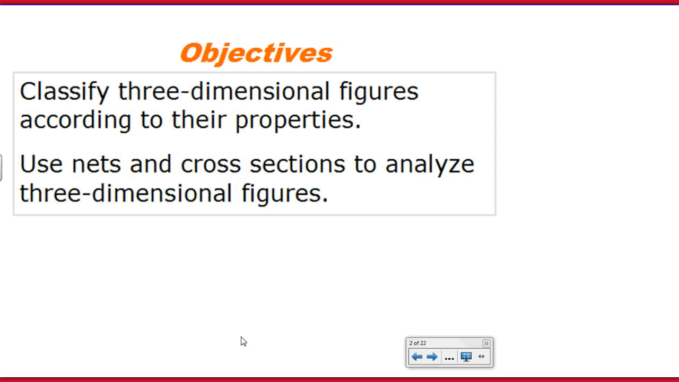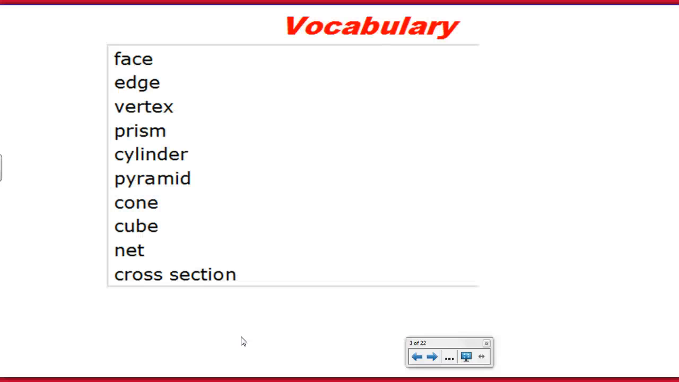So today we will classify three-dimensional figures according to their properties. We'll also use nets and cross-sections to analyze three-dimensional figures. I think we have used all terms here in pre-algebra. Cross-section may be the one term we haven't used. All but that one, right? Face, edge, vertex, prism, cylinder, pyramid, cone, cube, net. So cross-section is something that we didn't use much in pre-algebra.